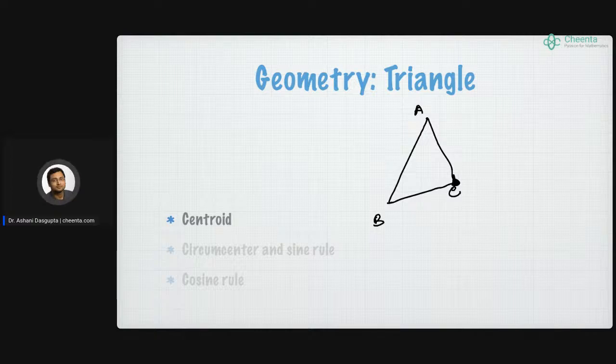Okay, so what you do is you draw the medians of the triangle, AD. One of the things that kids miss out, so here is a caution point.